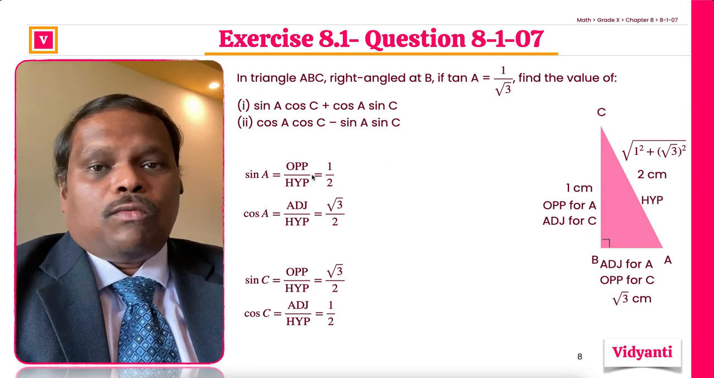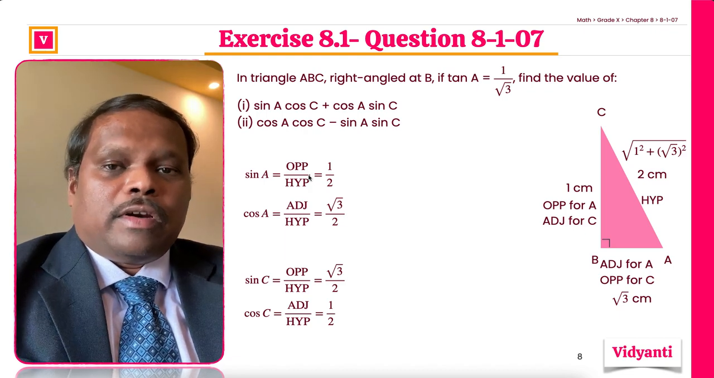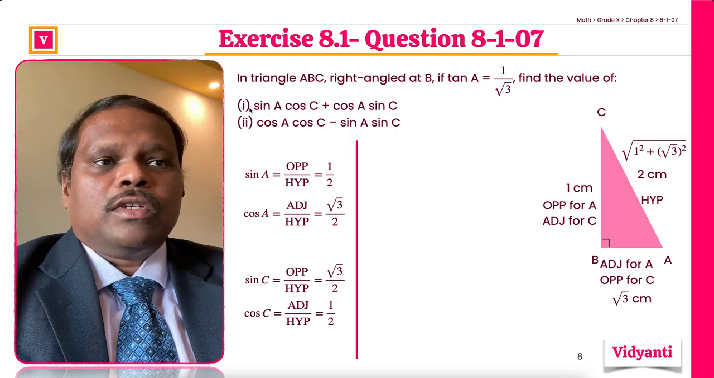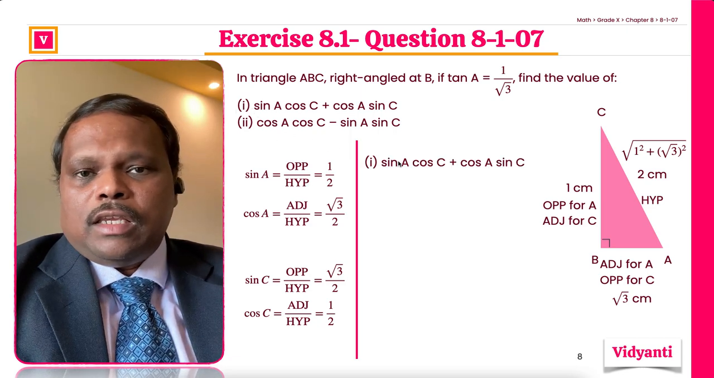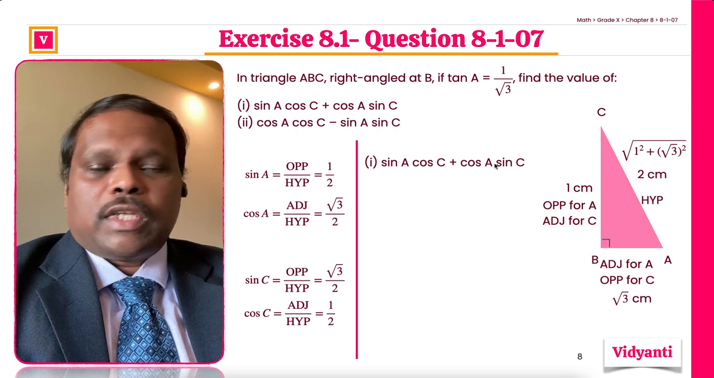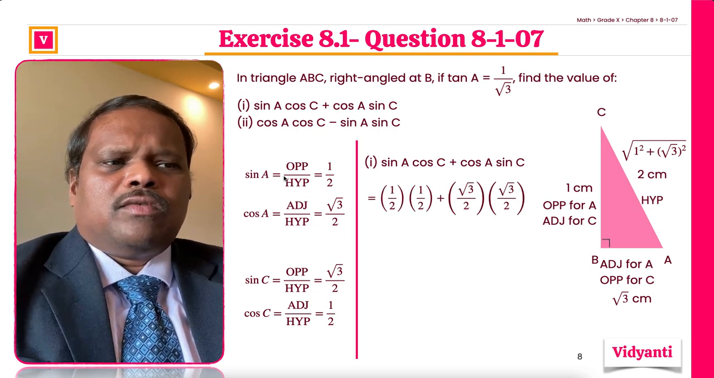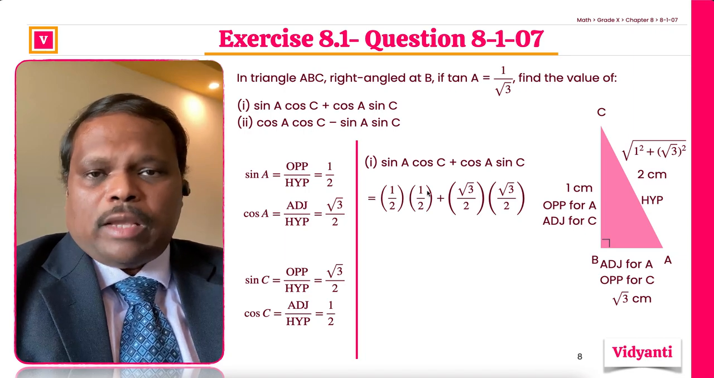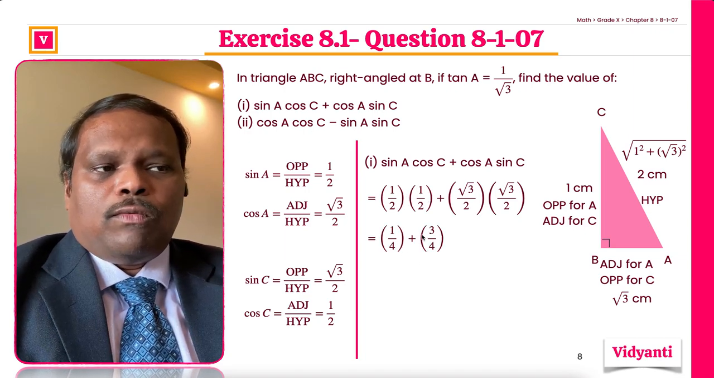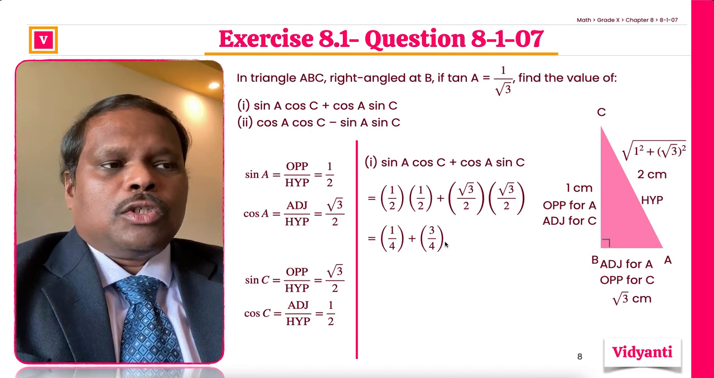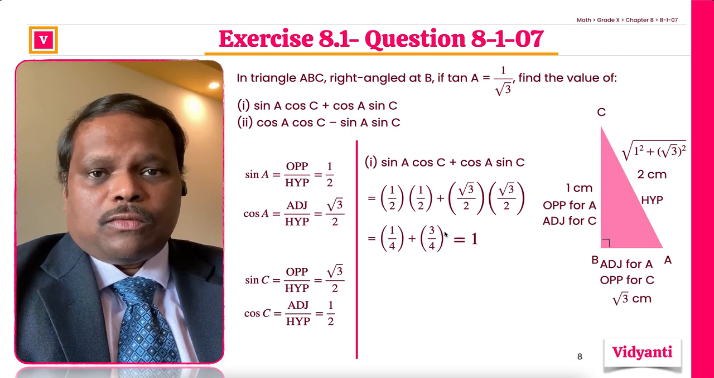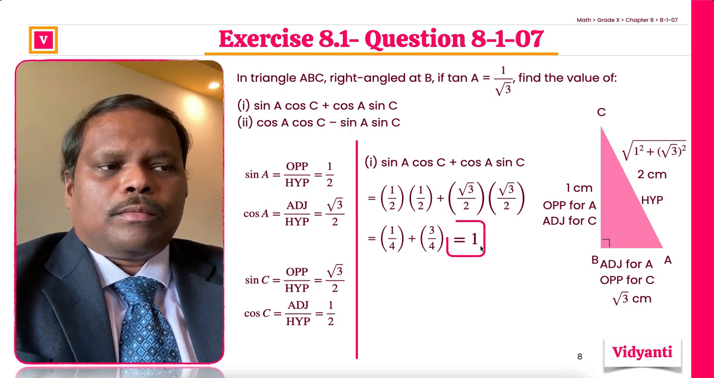So once we have these 4 trigonometric ratios ready, I'm able to substitute them. It's just a matter of plugging in the values. Let's start with the first one, sine A cosine C plus cosine A sine C. 1 over 2 times 1 over 2 would be 1 over 4, and root 3 by 2 times root 3 by 2 would be 3 over 4. So the final answer will be 1 plus 3, which is 4, divided by 4, or 1.